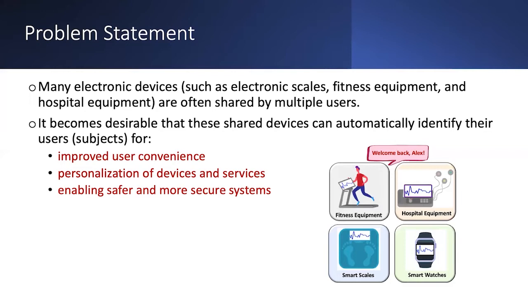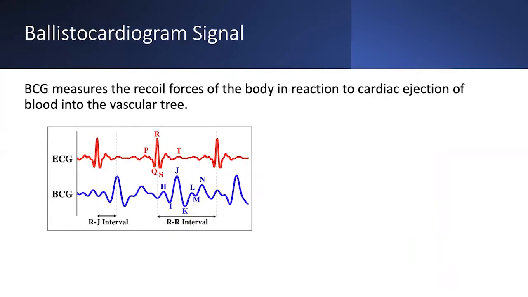In contrast, automatic subject identification using physiological signals removes both drawbacks, as physiological signals are naturally present in living individuals at all times, and they often contain subject-specific features. In this work, we studied subject identification using ballistocardiogram signals.